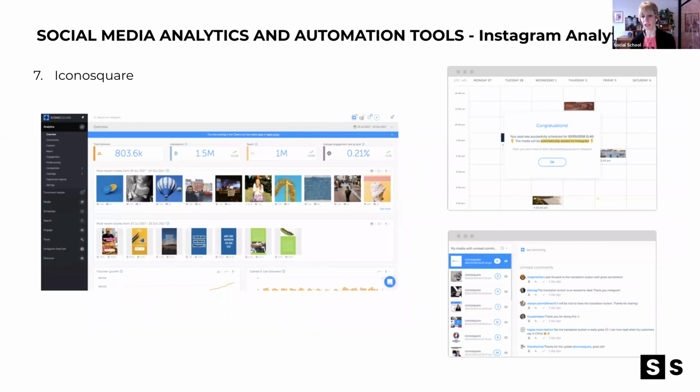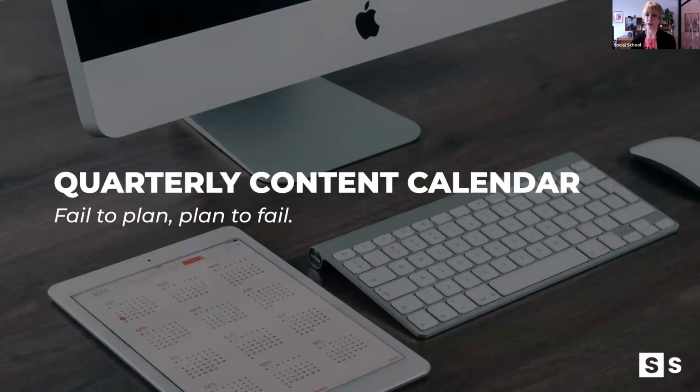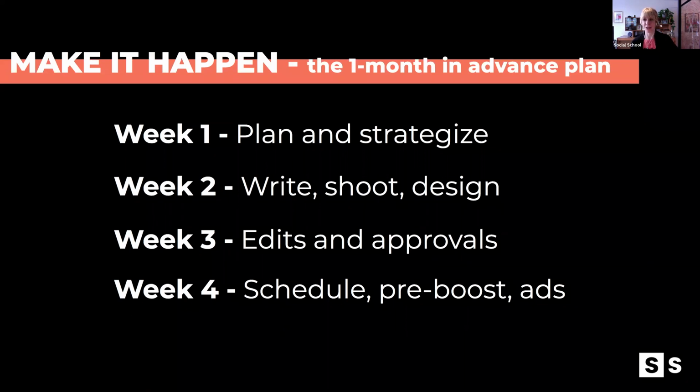Iconosquare, same thing, just deeper analytics and insights, has lots of great scheduling tools and has been around the longest, and it really made its mark with Instagram as opposed to other tools or platforms. And lastly, the quarterly content calendar. So if you recall earlier, I mentioned the process that we wholeheartedly recommend.